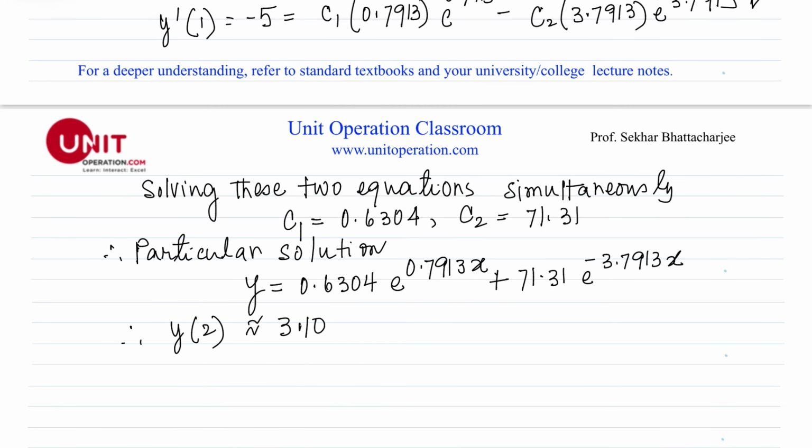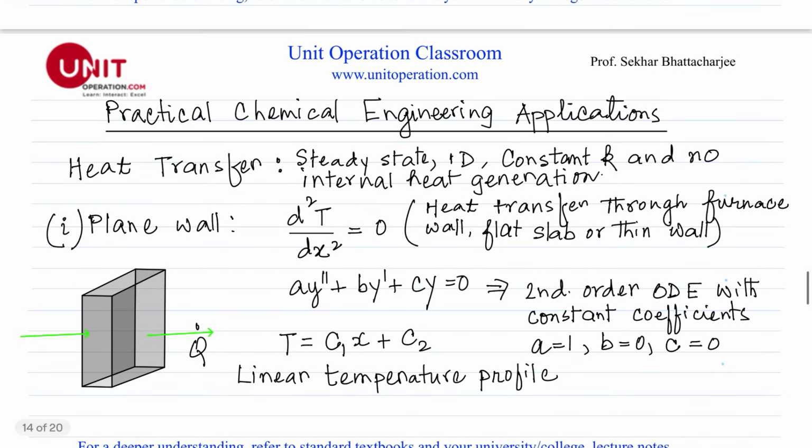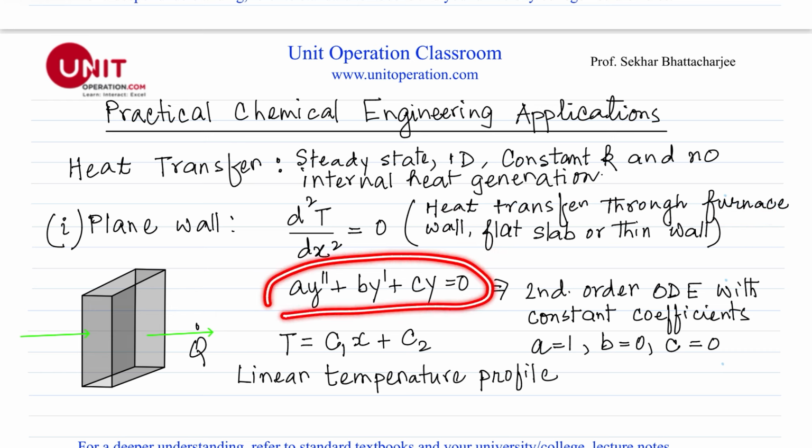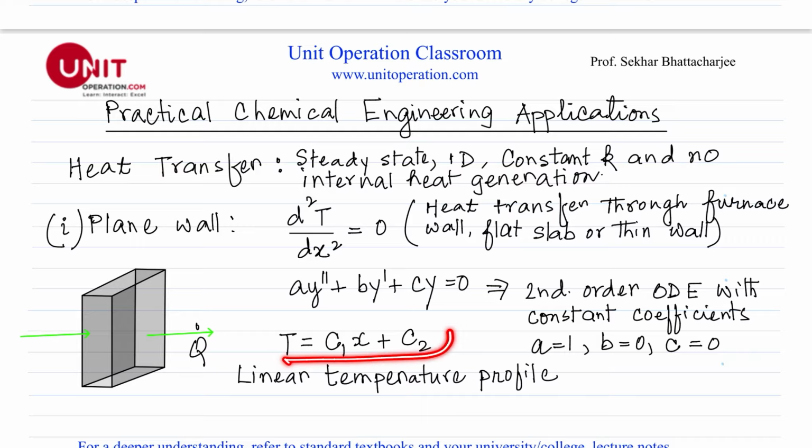Okay, so what are the practical chemical engineering applications of this particular problem? In heat transfer, take steady state, let's say one-dimensional, constant thermal conductivity, no internal heat generation. This is a typical second order equation with respect to temperature that we get. As an example, heat transfer through furnace walls, a flat slab or thin wall. So this is an equation with constant coefficients, and it gives a typical linear temperature profile.